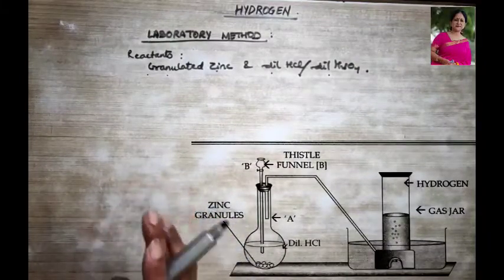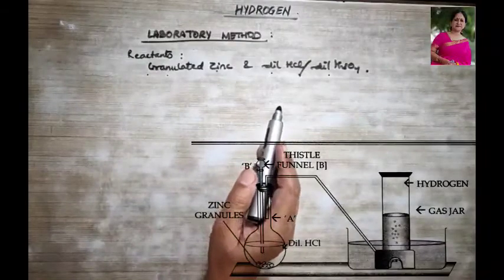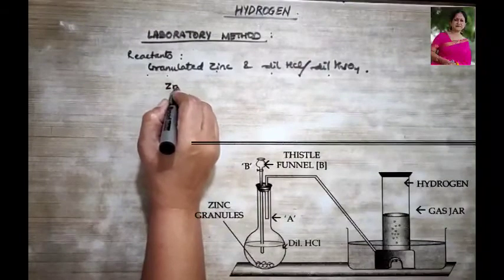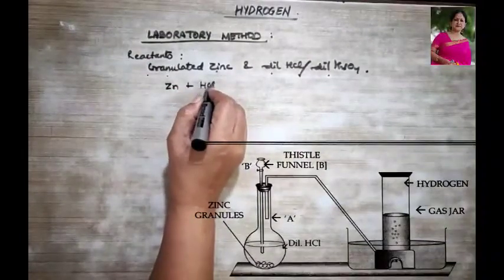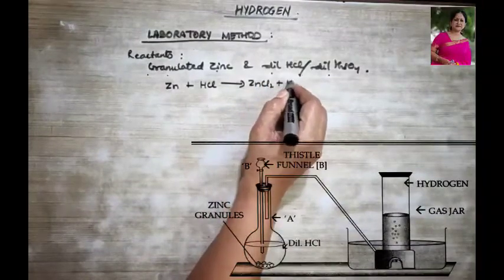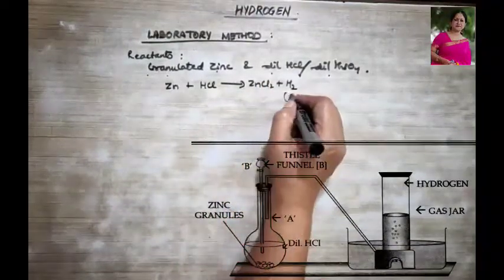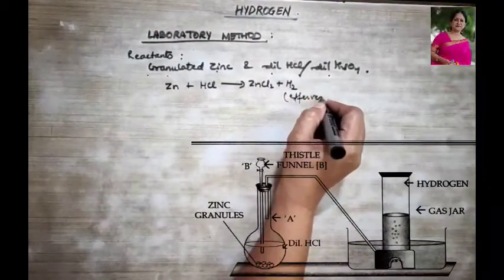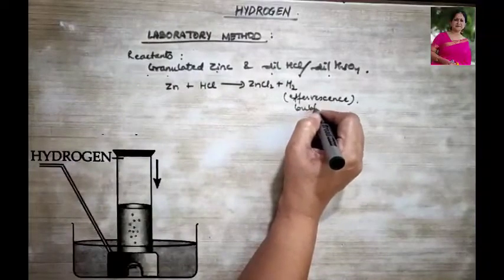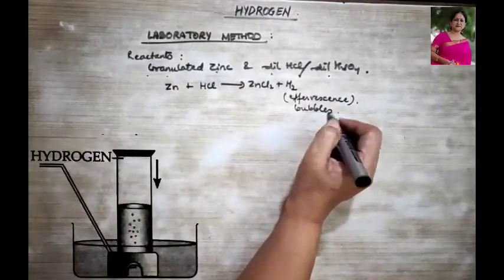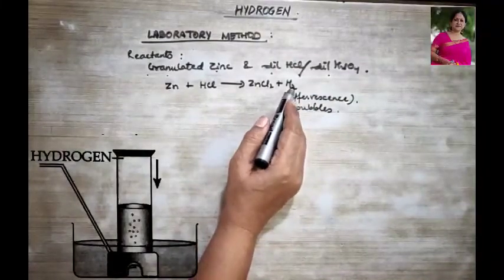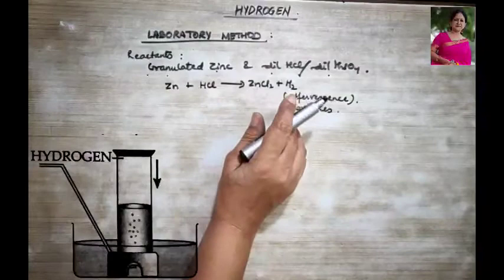Now, when we pour this dilute HCl through the thistle funnel, what will happen? The zinc will combine with the dilute acid to form zinc chloride and some effervescence is formed over here. Okay, what did I say? Some effervescence or bubbles were seen. This is the observation. And what can we say? What were those bubbles? They were the hydrogen gas.